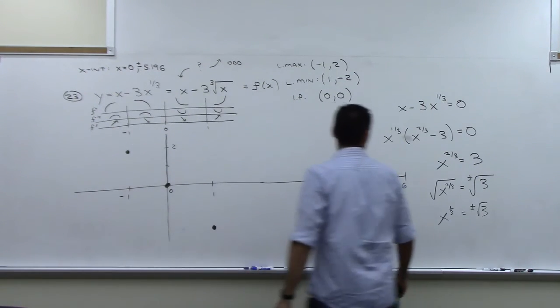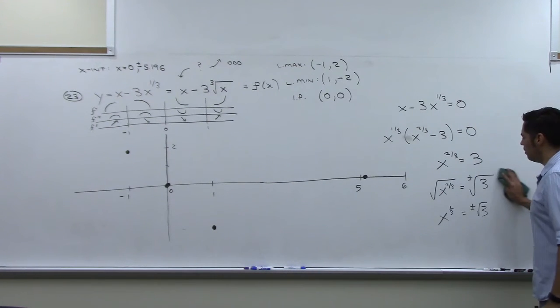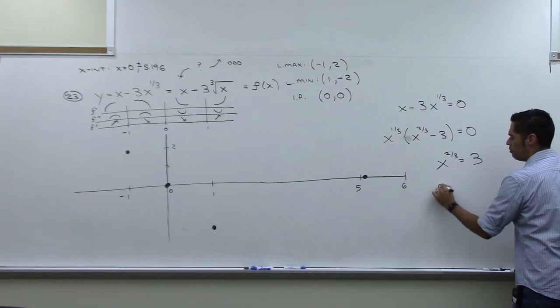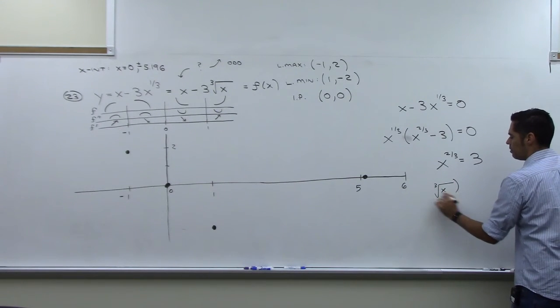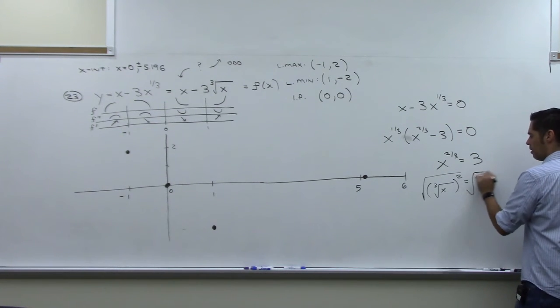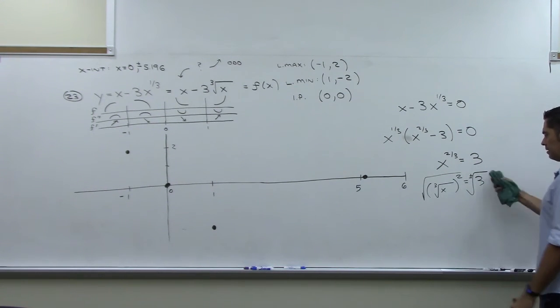Another way you could see this if you wanted to, you could have looked at it like this. This is the same as the cube root of x squared equals 3. Then square root, plus or minus, and that's where you get it.